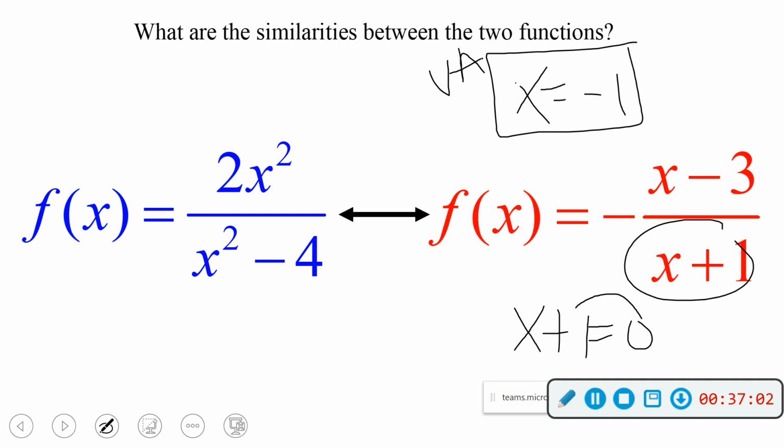Okay, you ready? This is a tricky one. Thank you to all those who participated. Okay, here's your next one. Tricky. You ready? What is the horizontal asymptote? Horizontal asymptote. That's a tricky one.